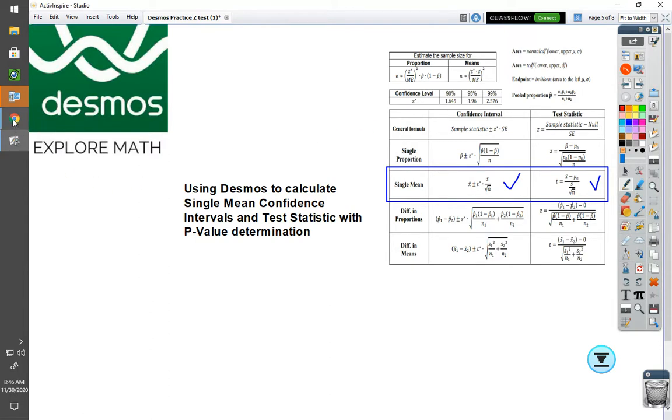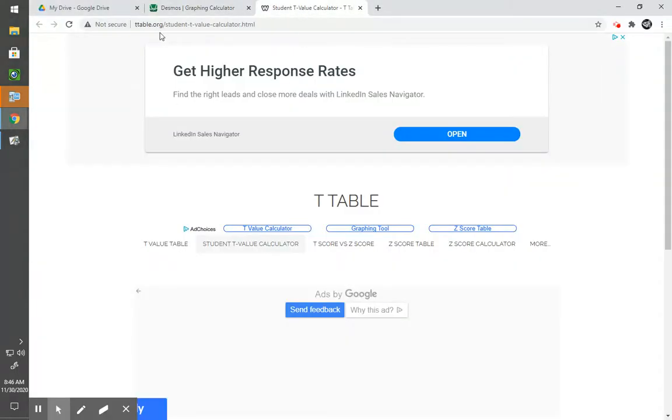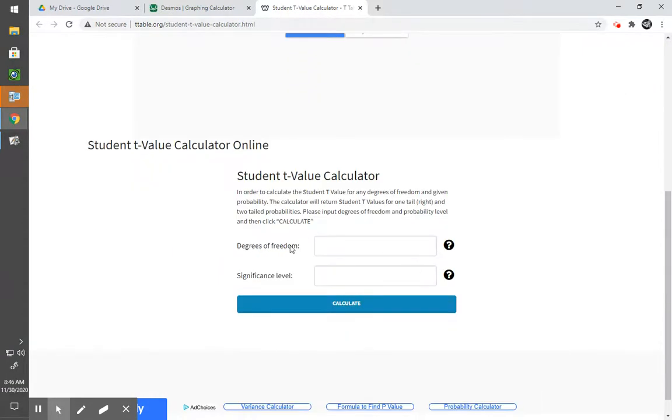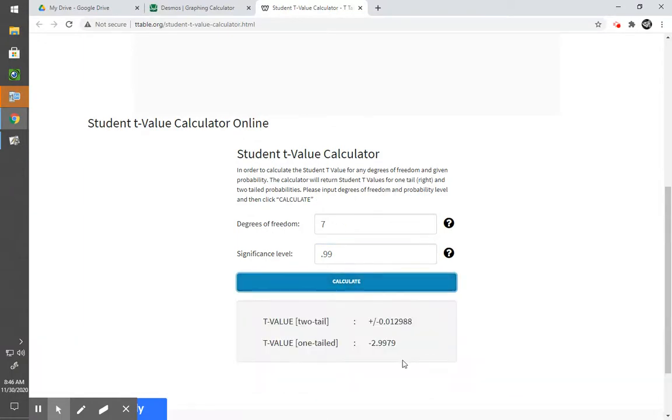So one of the things that we don't calculate a lot of is inverse T or T-scores. And I just use a calculator generally to come up with my T-score values. If you go to ttable.org, again, ttable.org, there's a nice little calculator right here that says, what are your degrees of freedom? 7. What is your significance level? Let's test at 95%. Or actually, let's go with 99%. Let's put in 0.99. That's my area of my significance level, and all the directions are right here on the top. Just simply hit calculate, and here goes your one-tail or your two-tail values right here.